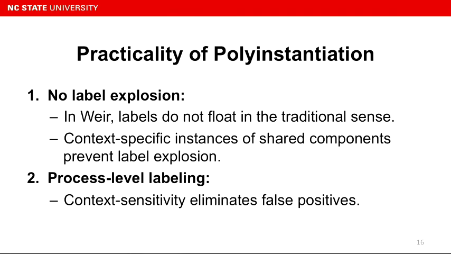Now, it is also easy to see why polyinstantiation makes floating labels resistant to label explosion. Since no single component is ever going to accumulate labels, since we are always going to create instances for every different separate secrecy context, you're never going to see a label explosion. You're never going to see label accumulation in the first place. Also, if we polyinstantiate processes, which we do, then you will never have multiple secrecy contexts coexisting in the same process. For every separate secrecy context, you will always have a separate process. So you get process level labeling without the resultant false positives.